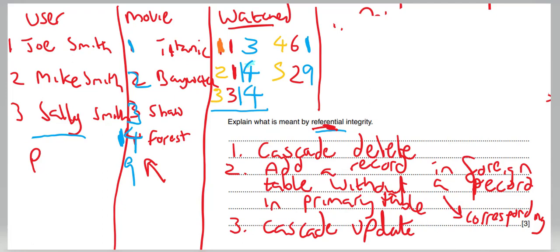Why do we do all of this? To make sure that our data is consistent. So we've got Cascade delete, we delete it in the primary table, it deletes it in our foreign tables. We add a record, it prevents us from adding a record in our foreign table without us having it in our primary table. And finally, a Cascade update. If we update our primary table, it updates our foreign tables as well.